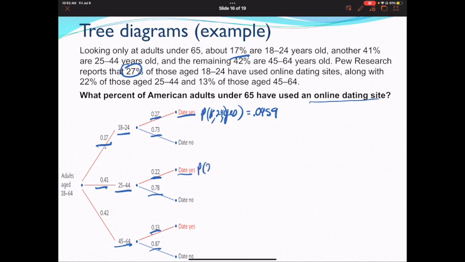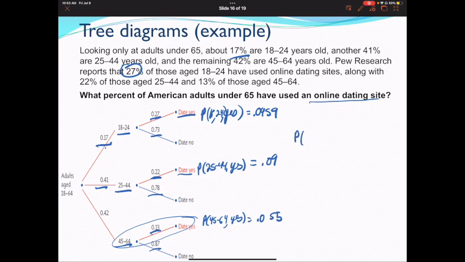I need the probability that 25 to 44, and yes to online dating. So that's going to be 0.41 times 0.22. That gives us 0.09. And then I look down here, I need this one as well, the probability 45 to 64, and yes, online dating. I have to multiply 0.42 times 0.13, so I get 0.055. So I can go ahead and add this up.